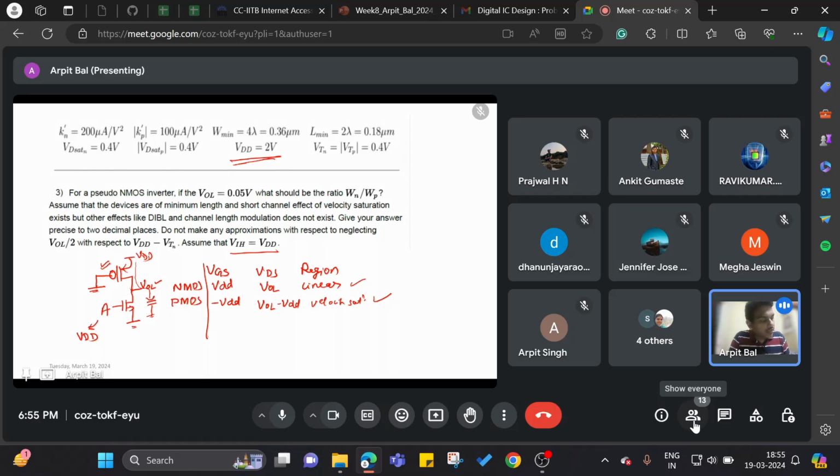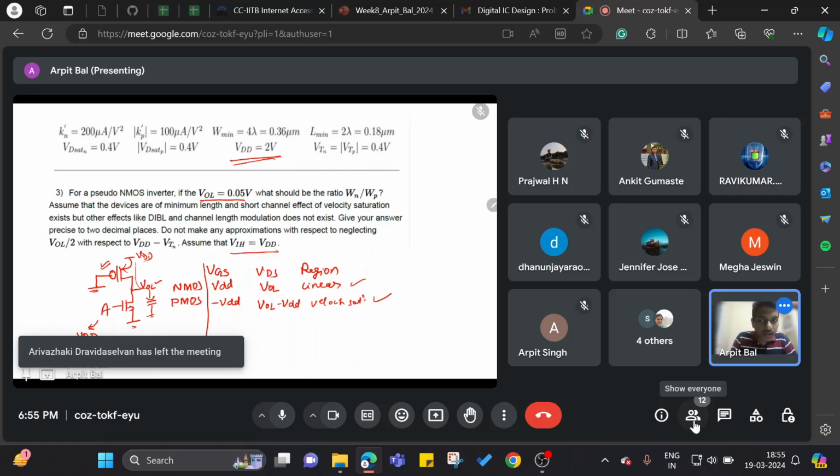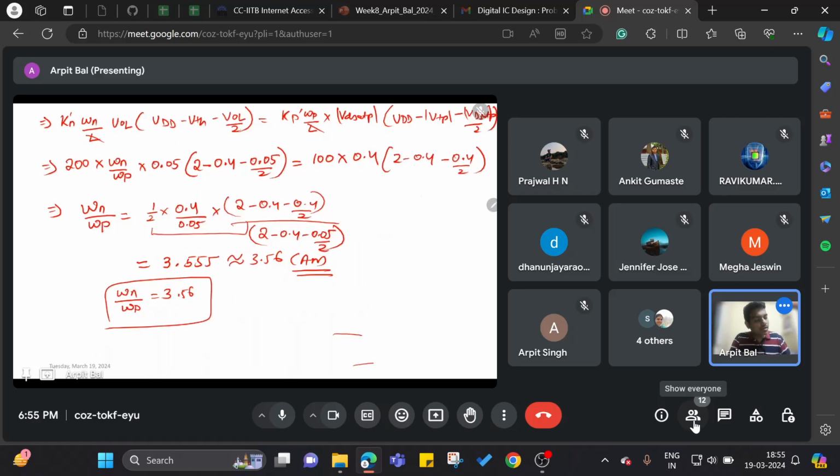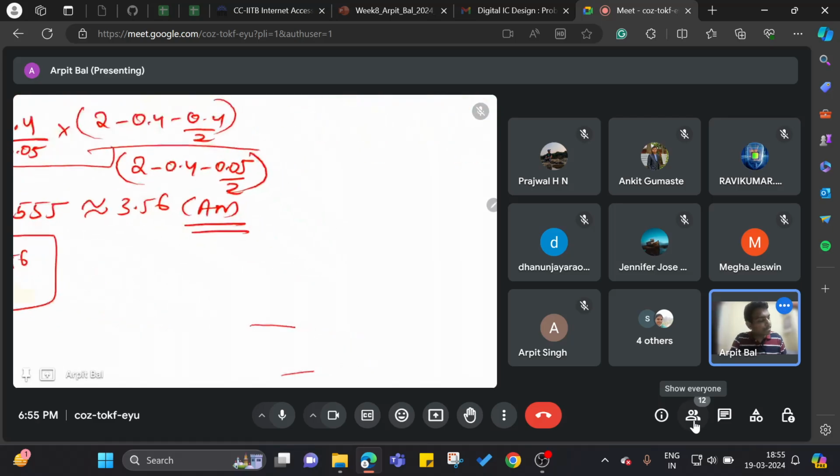So here the VOL value is already assigned to us, based on which we need to figure out how we can size the transistors appropriately so that this VOL condition is satisfied. We figure out the region of operation of the transistors, then we equate their currents. From there we figure out what is Wn by Wp, and we get this condition.